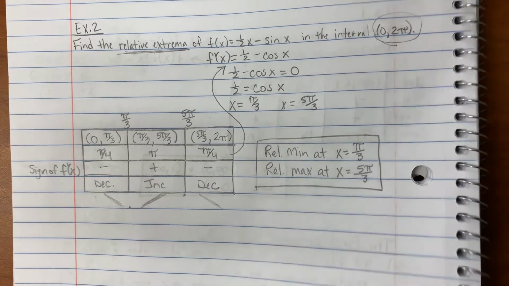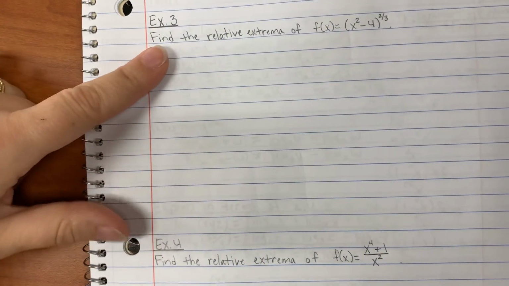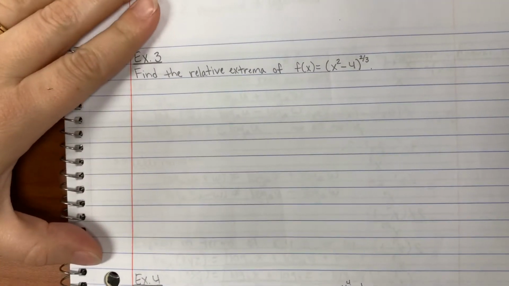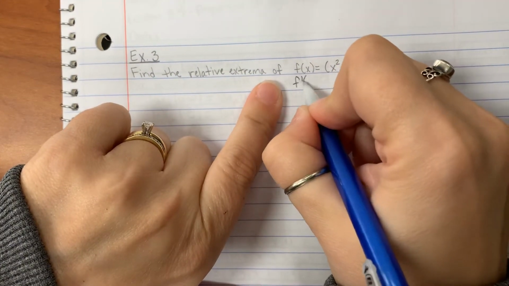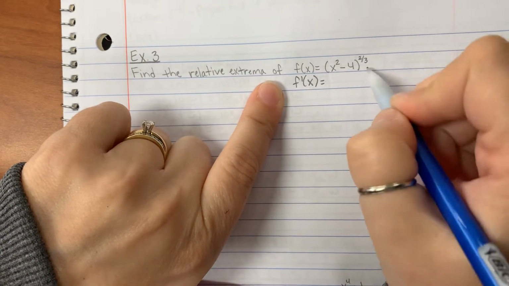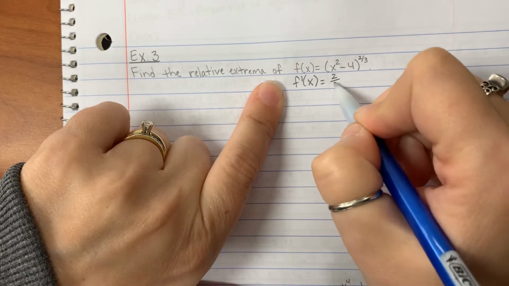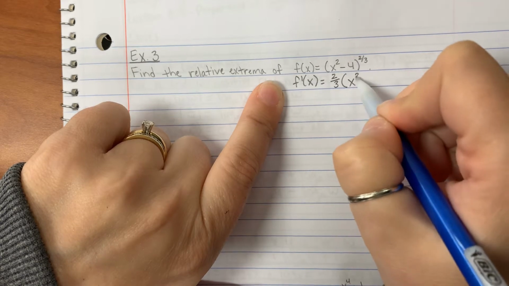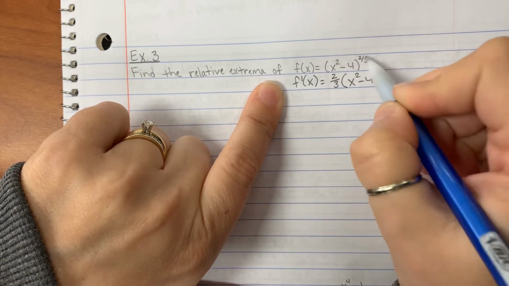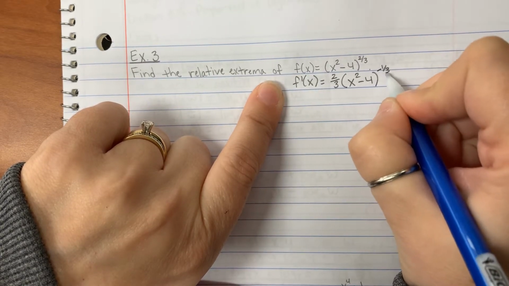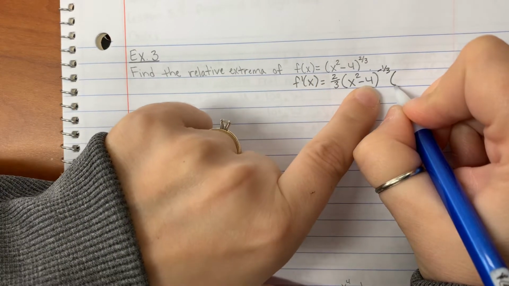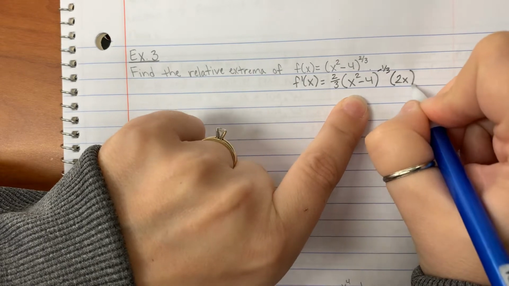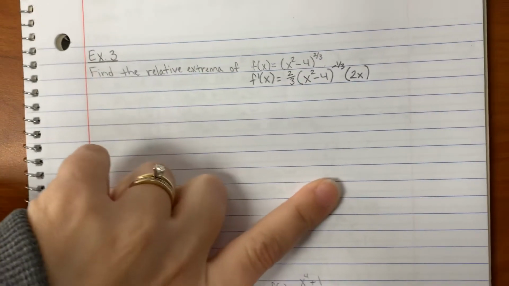Okay. Let's see here. So the next one, find the relative extrema of this. I'm going to first find my derivative. So step 1, find your derivative. I'm going to bring down my 2/3, leave the inside the same, subtract 1 from the exponent, gives me negative 1/3, and then I'm going to take that times the derivative of the inside, which was 2x. So don't forget about your chain rule.